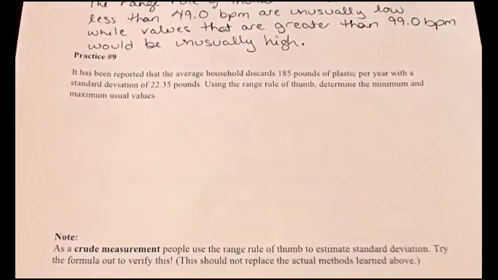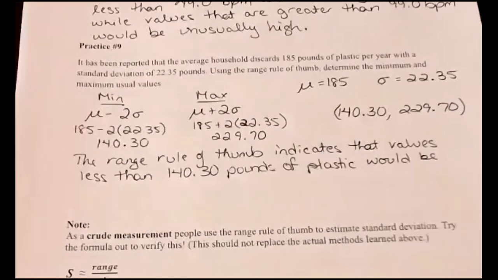Go ahead and try practice problem number 9 on your own. It has been reported that the average household discards 185 pounds of plastic per year with a standard deviation of 22.35 pounds. Using the range rule of thumb, determine the minimum and maximum usual values. Okay. All right, so it looks like all of you have exactly the correct minimum and maximum values, which is super exciting. So I was writing a statement here.